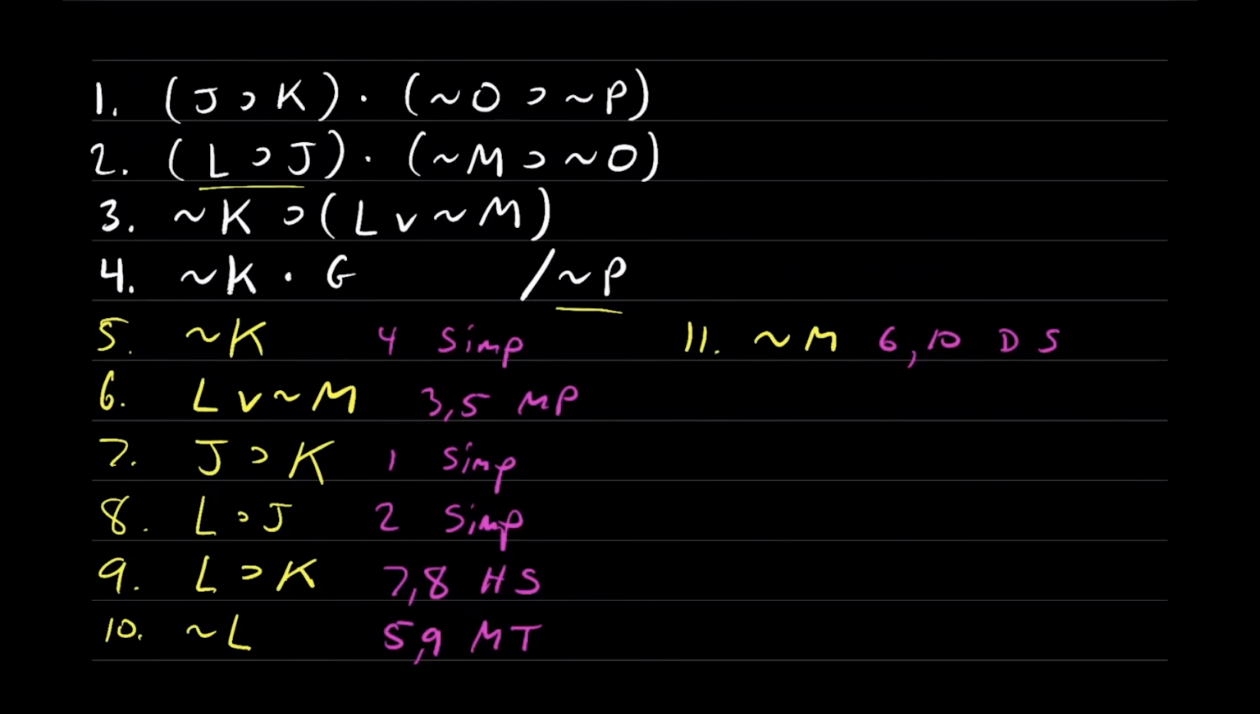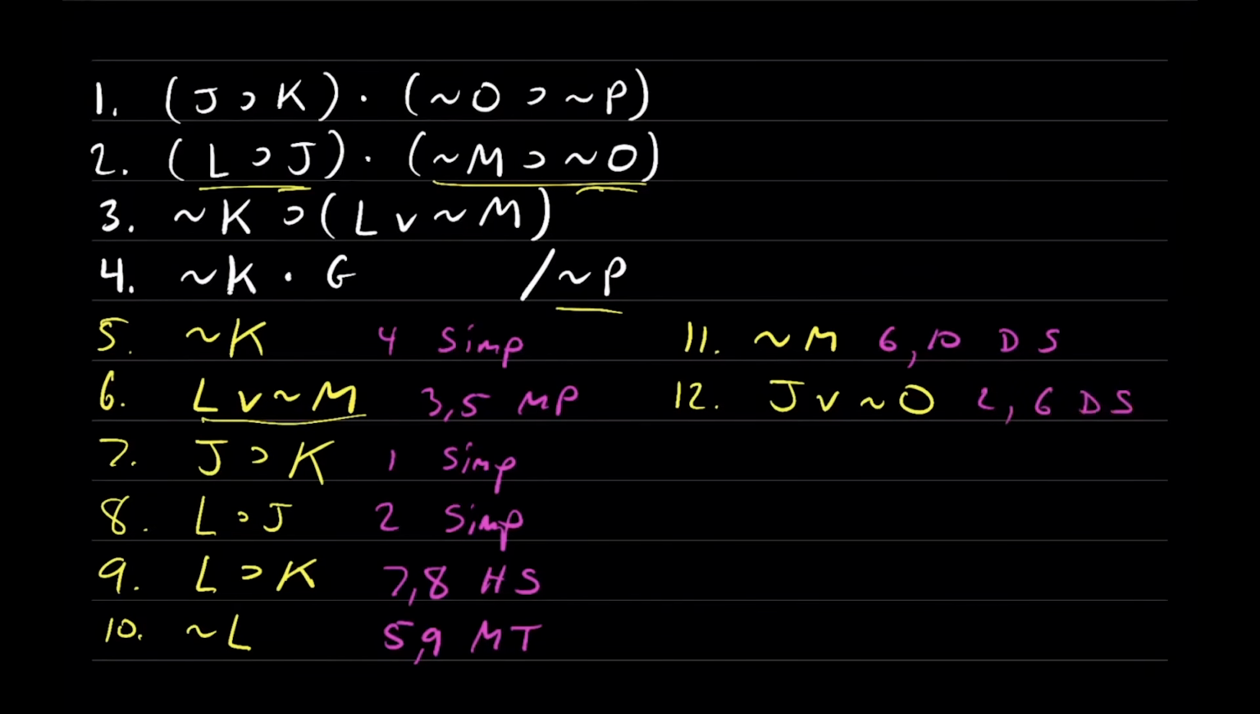L implies J and not M implies not O. And we know that one of those two antecedents has to be the case. Either L is the case or not M. That's what line 6 tells us. And that looks like a constructive dilemma step. So from there, we know that one of the two consequents, J or not O, would have to be the case. And that follows now from line 2 and line 6 by constructive dilemma.